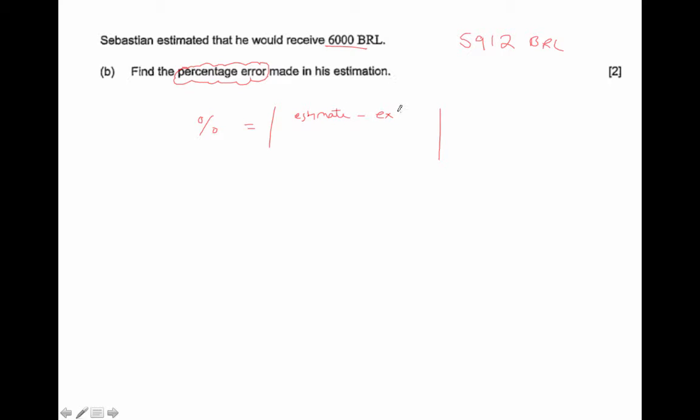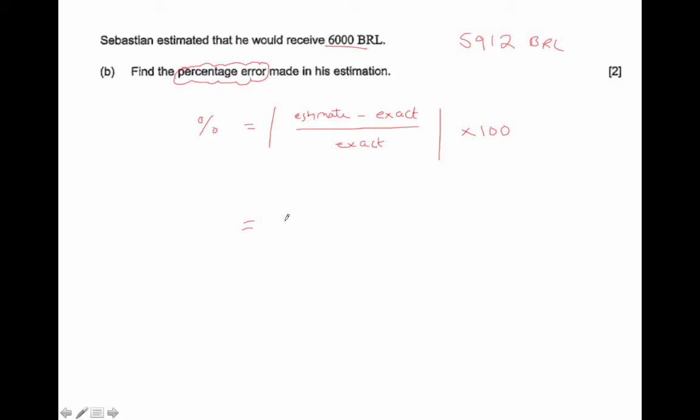In question 2, so we just make a note, he got 5,912 Brazilian real. He estimated he was going to get 6,000. Calculate the percentage error. Okay, the formula for percentage error is given on your formula sheet. So again, this is one that you shouldn't be getting wrong. The formula looks something like this. We take the estimated value, the approximate value minus the exact, over the exact, and times it by 100.